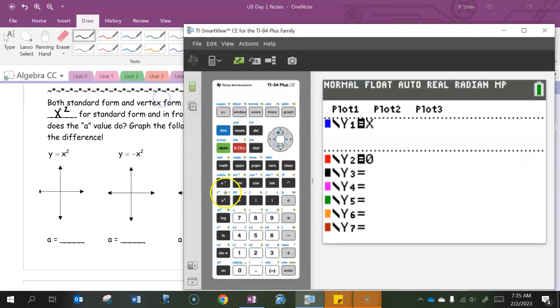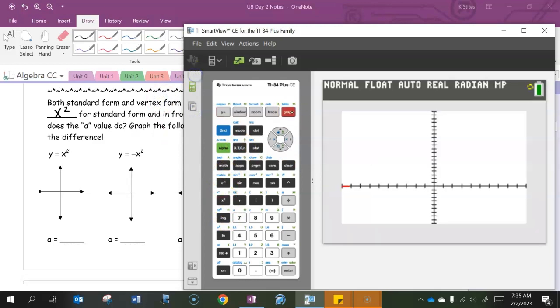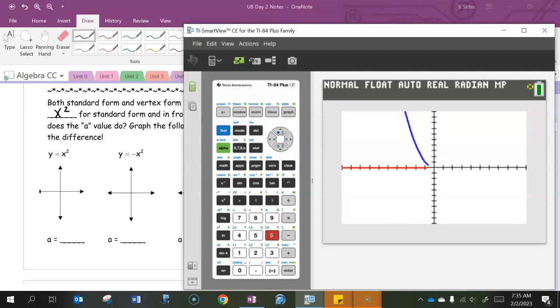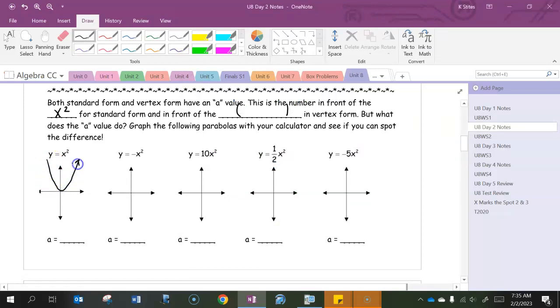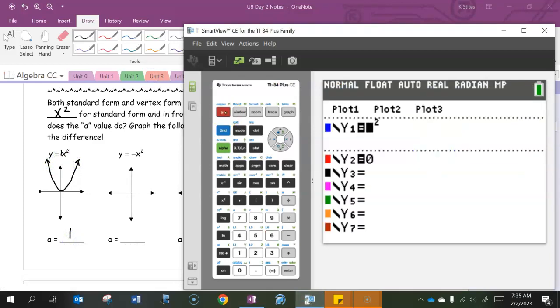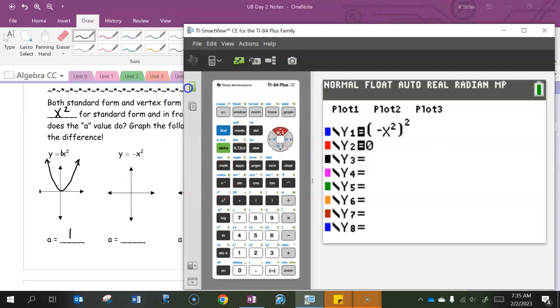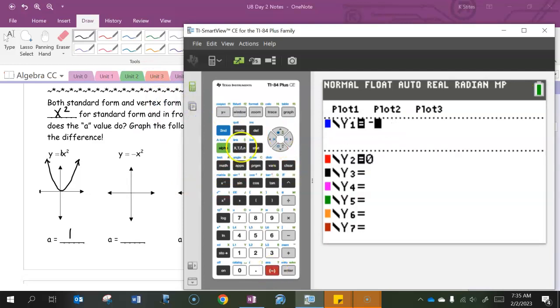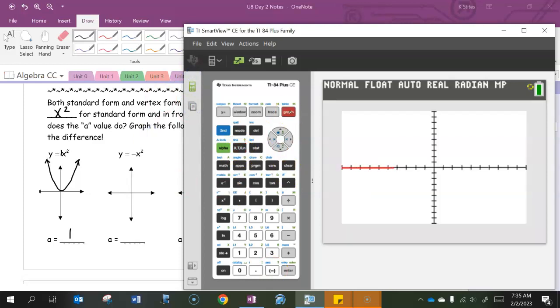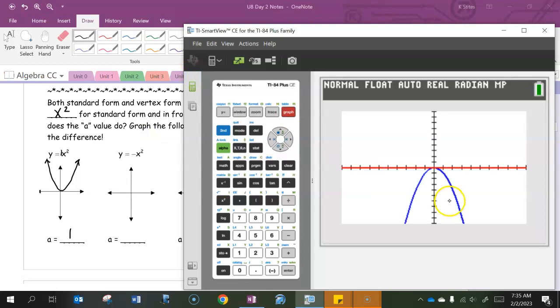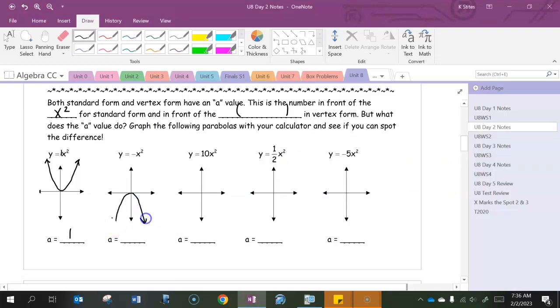Okay, so here's your first one, x squared. And I'm going to do a zoom 6. Okay, this is just your kind of standard parabola. This would have an a value of 1. Okay, now I'm going to do -x squared. Let's try again. And you're going to notice it has the same general shape, but it's just upside down. Okay, a value of -1 this time.